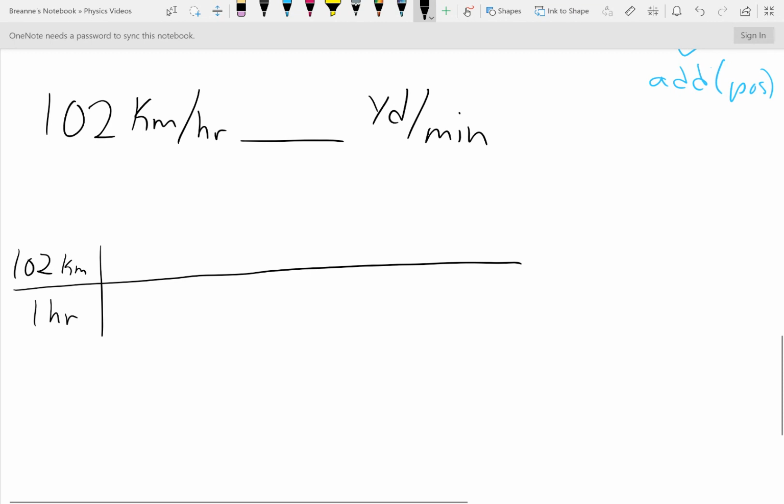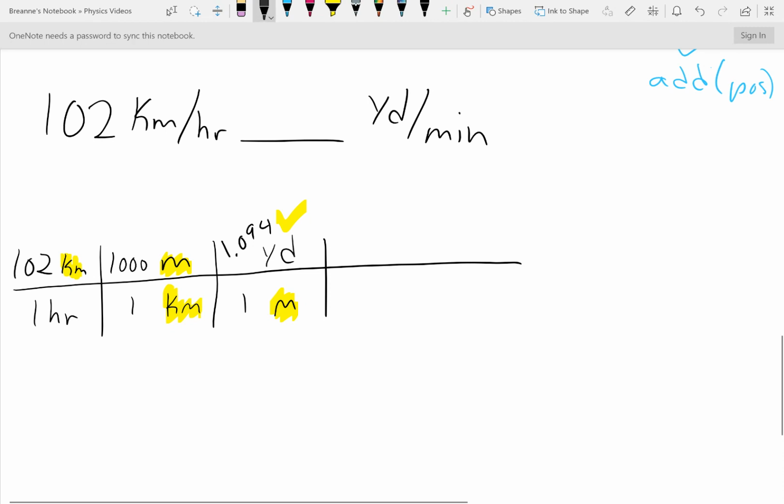We're going to focus on the kilometers first. There's not a direct correlation from kilometers to yards, but I know that there's 1,000 meters in a kilometer. We don't want kilometers. Kilometers have to go on the bottom. So for 1 kilometer, there's 1,000 meters. And then I look at my chart and I see that there is a meter to yard conversion. So there's 1.094 yards per 1 meter. Now, you gotta make sure everything cancels. You have a kilometer on top, kilometer on bottom, meter on top, meter on bottom. We want yards. We're good.